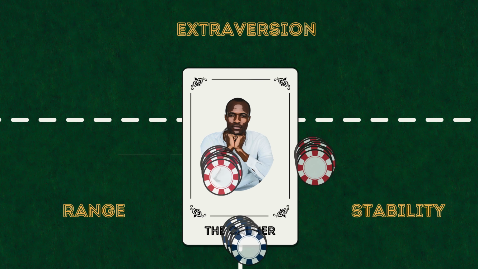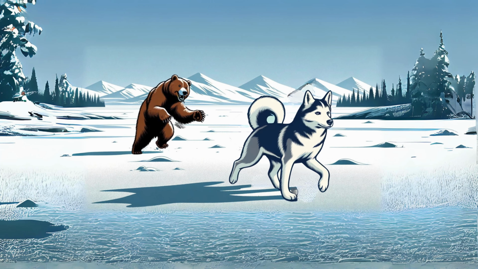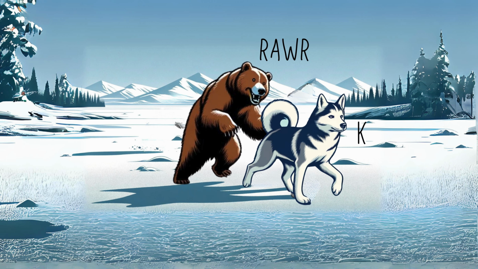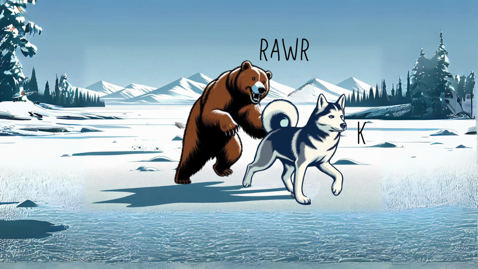The calmer has high stability, low extroversion, and low range. Have you ever seen that video of the bear and the dog playing? I'll link it in the description. Essential viewing. So that dog is a calmer. This is really the Zen monk of the archetypes.